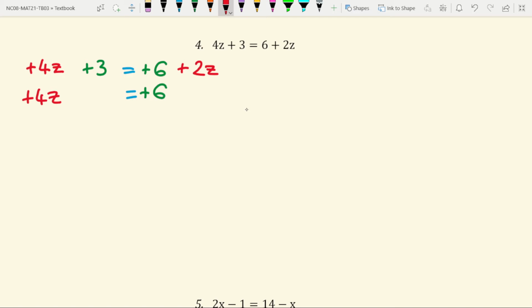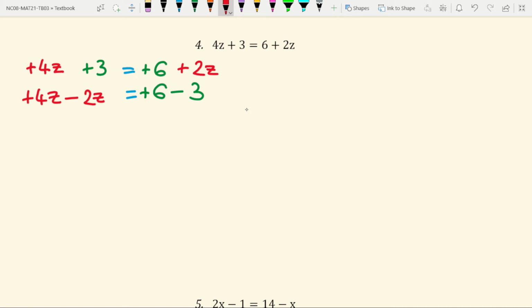So I have to transpose the unknown term to the left hand side, and it will change its symbol. Plus 2z will become minus 2z. And lastly, plus 3 I have to transpose to the right hand side, so plus 3 will become minus 3. So now we have obtained the like terms, plus 4z and minus 2z.